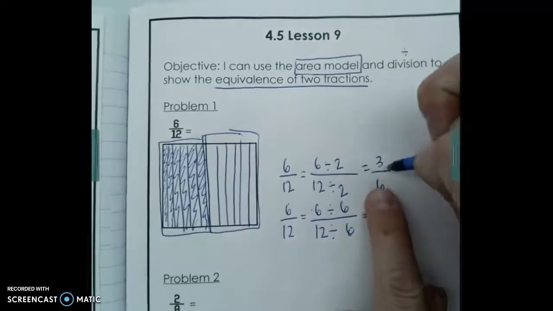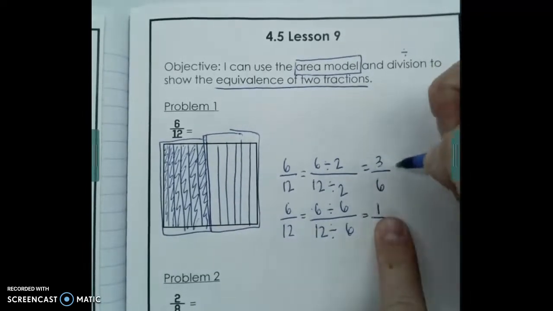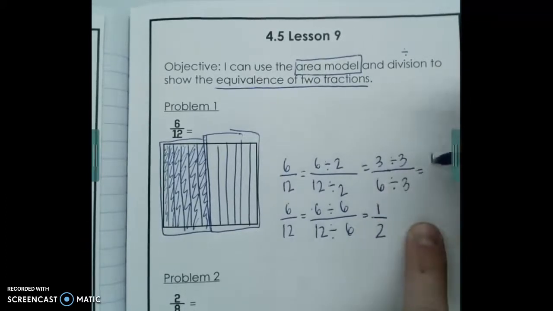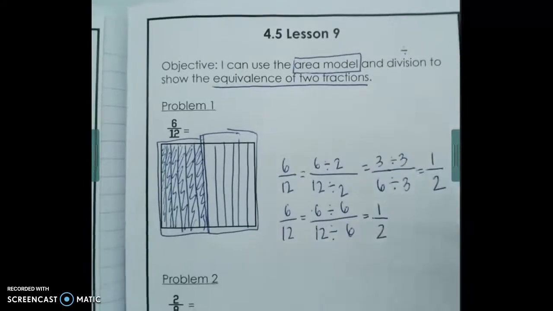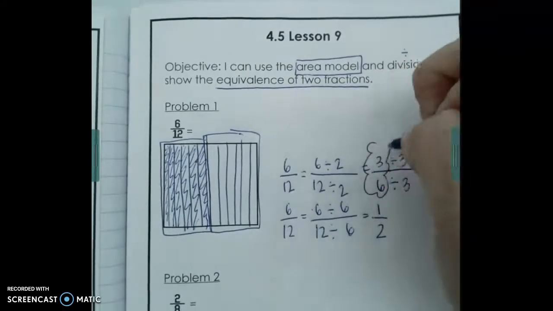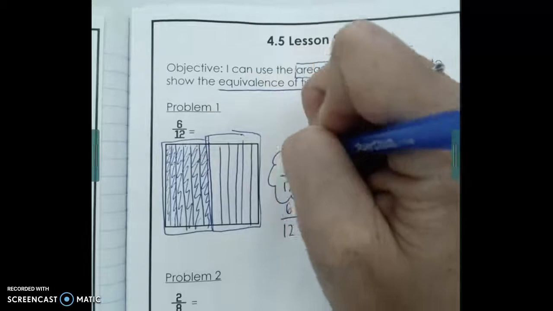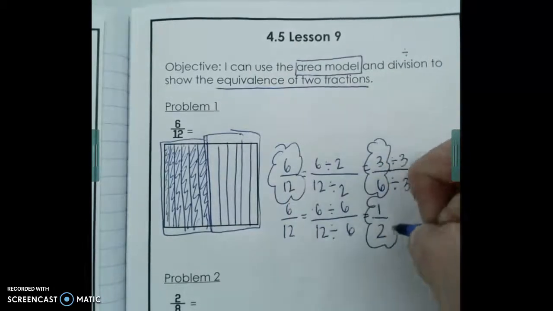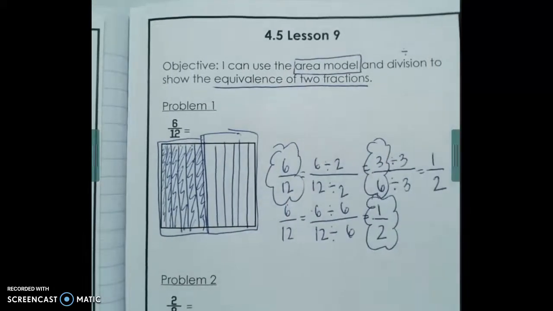Okay? You could do the same thing over here. We have 3/6. Divide by 3, divide by 3, and you're going to get to the same number, which is a half. So you've got an equivalent fraction, and an equivalent fraction. We're just working backwards today.